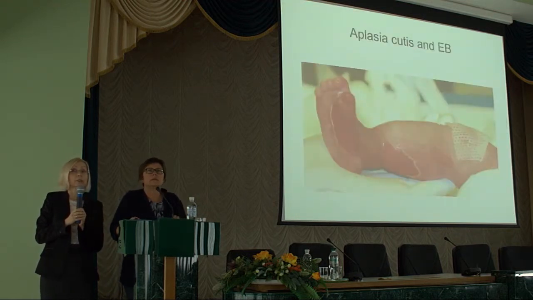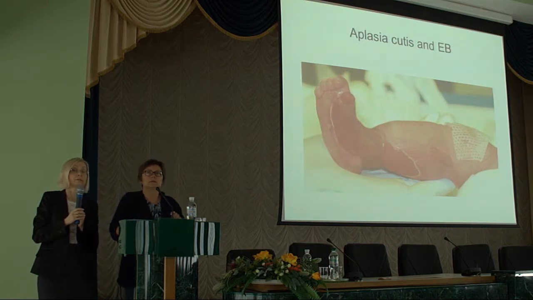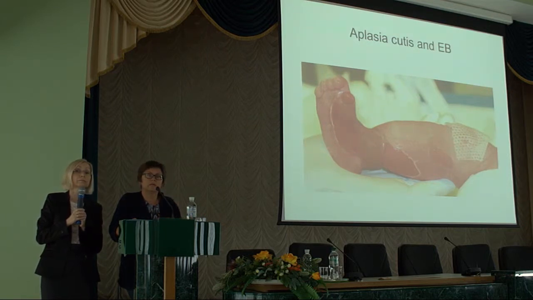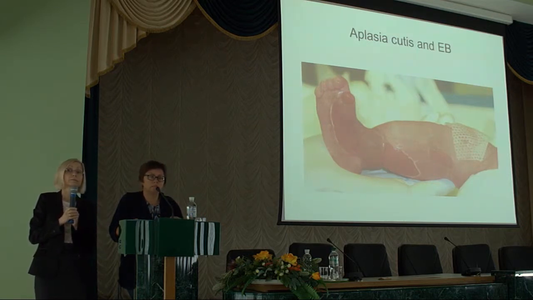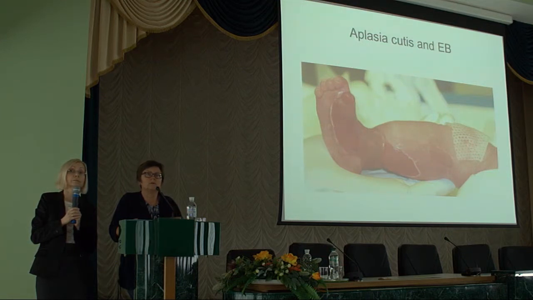Aplasia cutis. This, of course, can happen to a baby even if you don't have EB. There are a lot of babies with EB that are born with aplasia cutis on the leg. But you can't tell from aplasia cutis what kind of EB it is, because it can happen for all three groups.